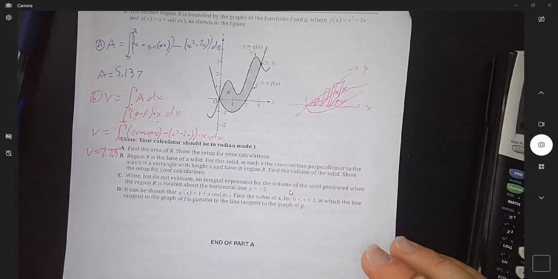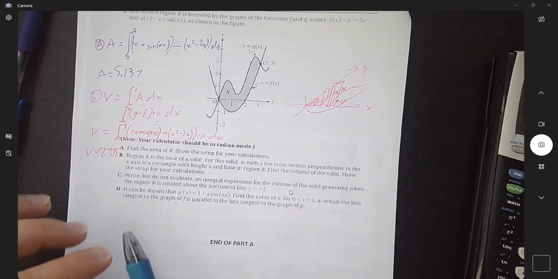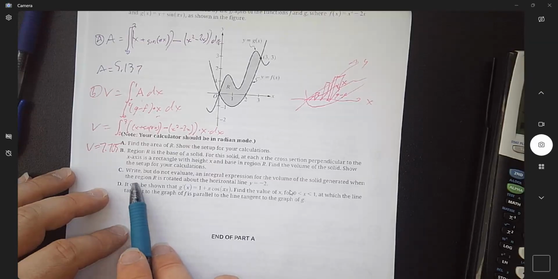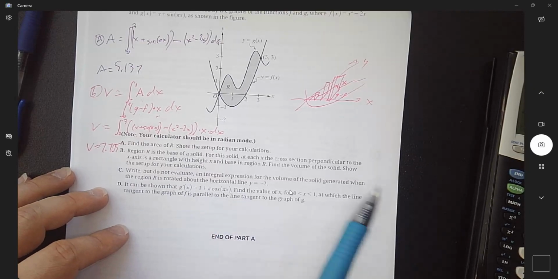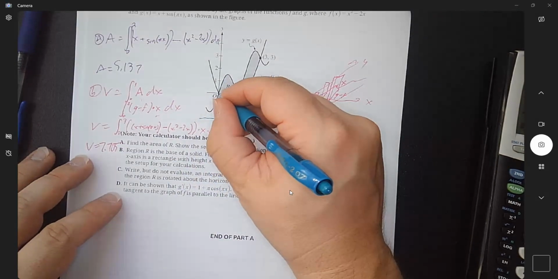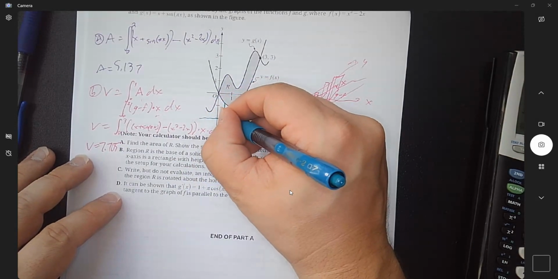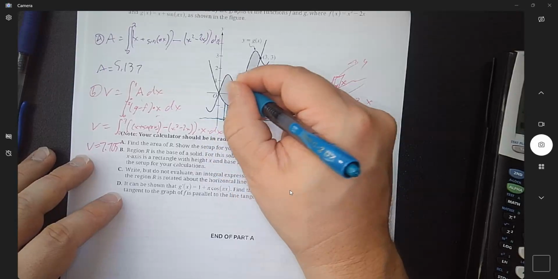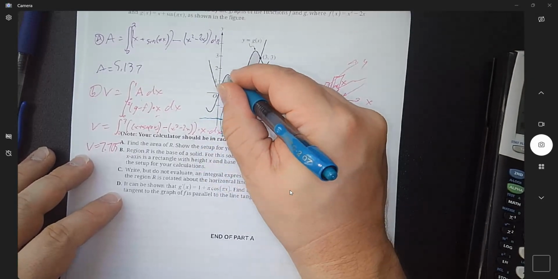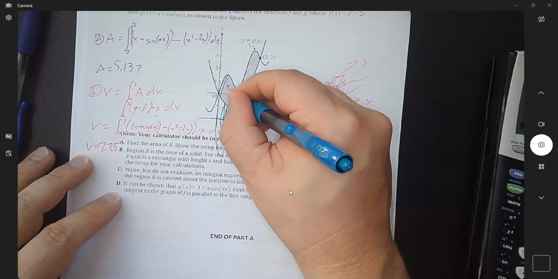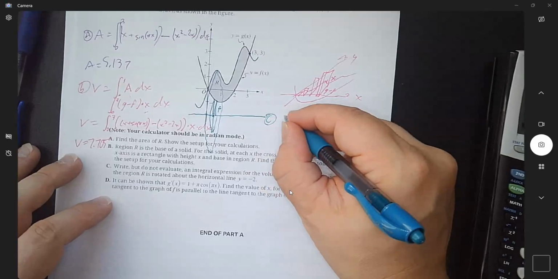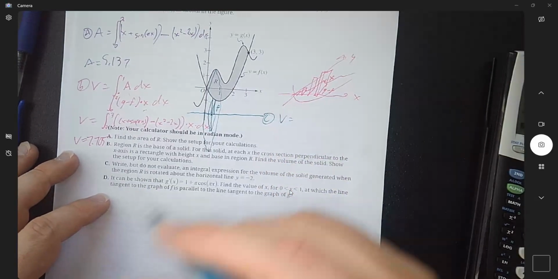Okay, so let's go on to C. Write, but do not evaluate, an integral expression for the volume of the solid generated when the region R is rotated about the horizontal line y equals -2. So this is going to be a washer method. The inner radius is going to be f, and the outer radius is going to be g.